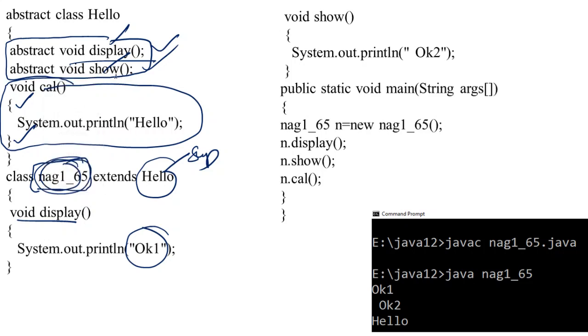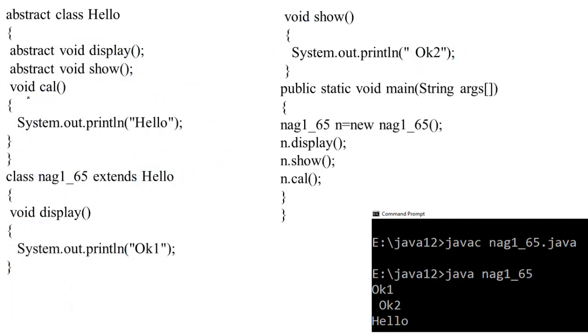Just see, it is giving a body for show. I am keeping OK2. Isn't it? Here I am not overriding this cal. Cal is a method. It's a concrete method. I am not overriding this method. Of course, if you want, you can override it.